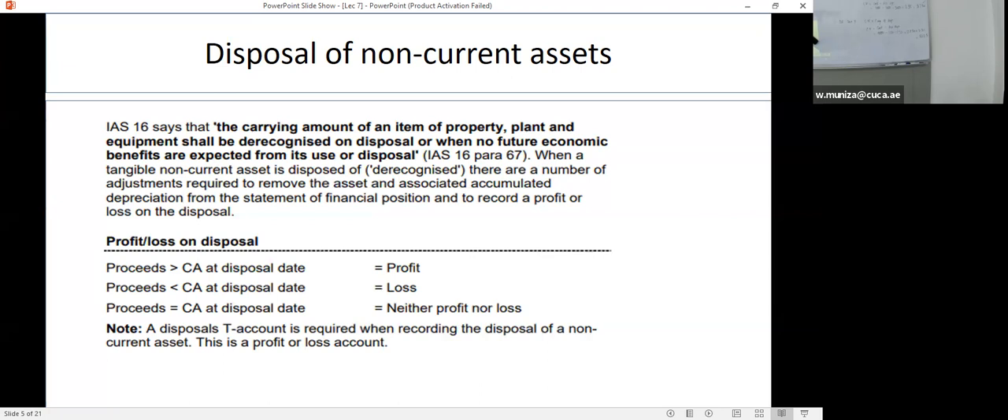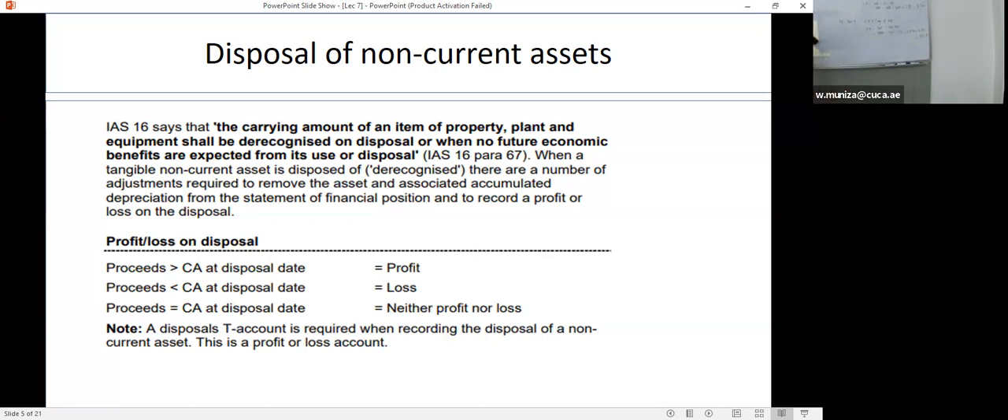Whenever we are going to dispose of an asset, a separate ledger account is going to be opened, that is the disposal account, in order to record the accounting entries related to the disposal of a non-current asset. Then they say profit or loss on disposal. What is a profit or loss on disposal?